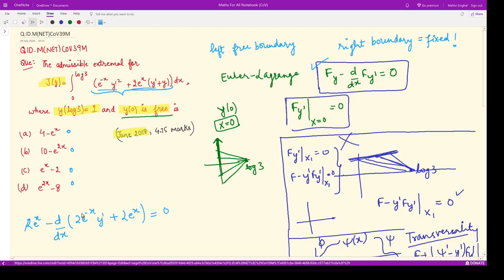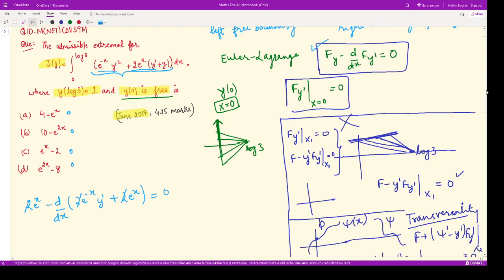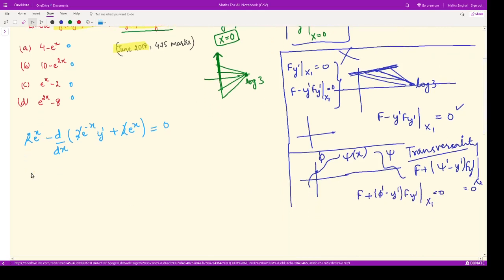So you can take 2 common. So we are left here with e to the power x minus, here we have to apply the multiplication rule. So that would be minus e to the power minus x into y dash plus e to the power minus x into y double dash, and here we have e to the power x is equal to 0. So this cancels with this, so we are left with e to the power minus x y dash minus y double dash is equivalent to 0.